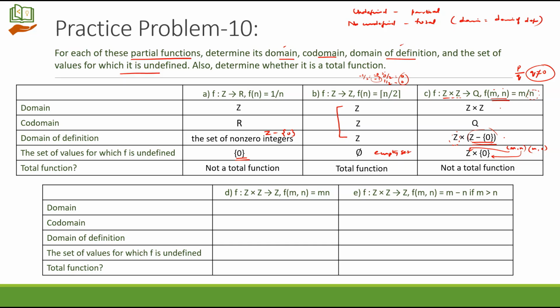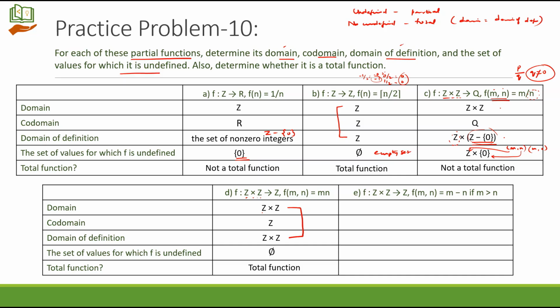Let's go for D. The domain is Z cross Z, ordered pairs. The codomain is Z. The product of two integers is again an integer. There is no difference between the domain and the domain of definition. Are there any undefined values? No, it's empty. So this is a total function.